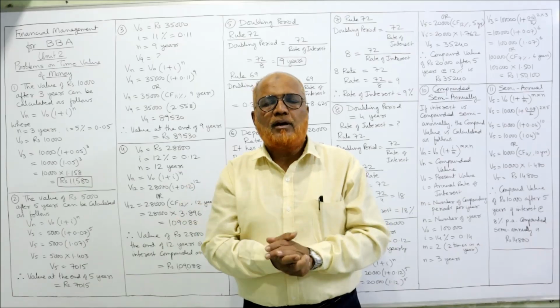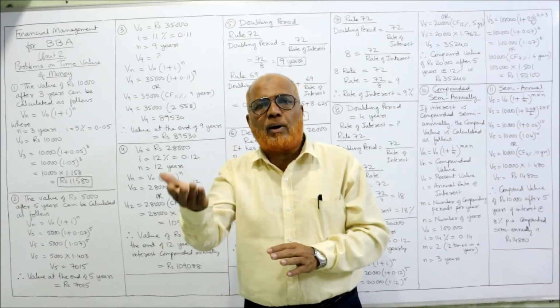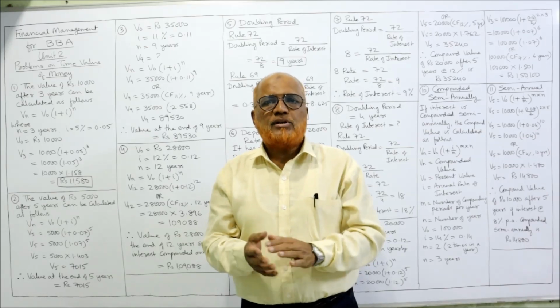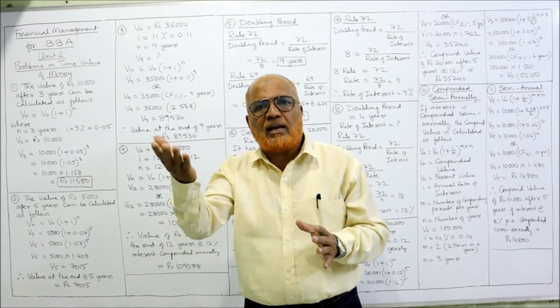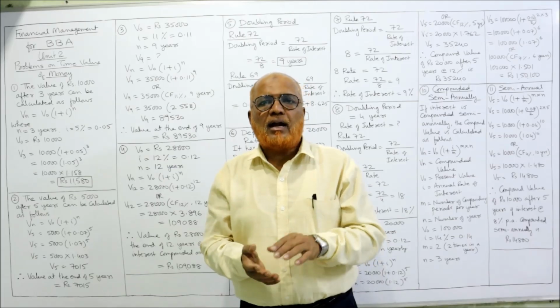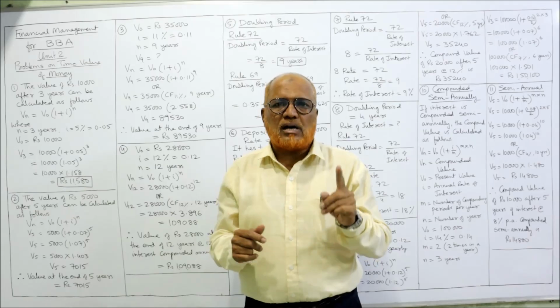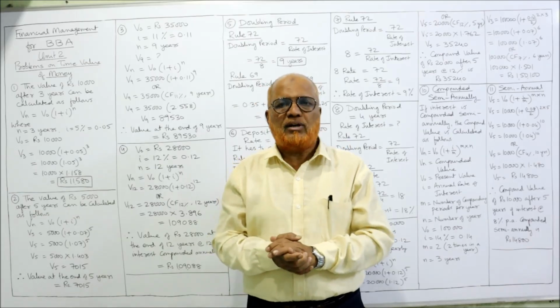Be perfect regarding how to calculate the compound value and how to find the present value. That means two different values are there. Future value is the compound value and discounted value is the present value. All these things I have already explained in the theory video.